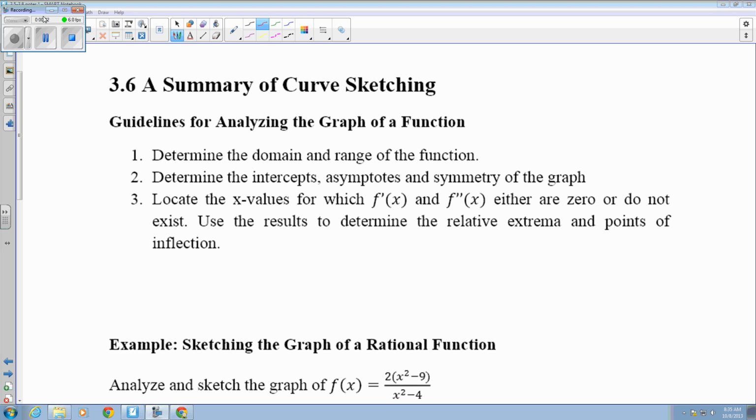Alright, the section we're doing right now is section 3.6, which is a summary of curve sketching. Essentially, it is taking everything that we've learned so far in chapter 3 and using it all in one section to sketch a graph without actually graphing it.